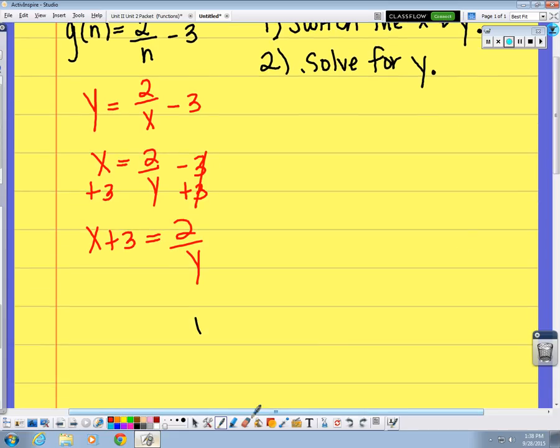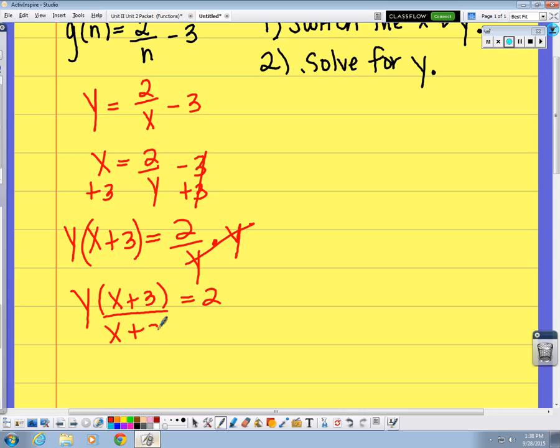Okay, now to solve for y, what do I need to do? Right, I'm trying to get y by itself, but I cannot mess with that 2 until the y is gone. So to get the y to the other side, you have to multiply. It cancels over there, and over here, I'm not going to actually distribute it out, I'm just going to leave it like that. Because the next step, I'm going to need to do what? Divide by x plus 3 on both sides so that y will be completely by itself, and that leaves me with y equals 2 over x plus 3.